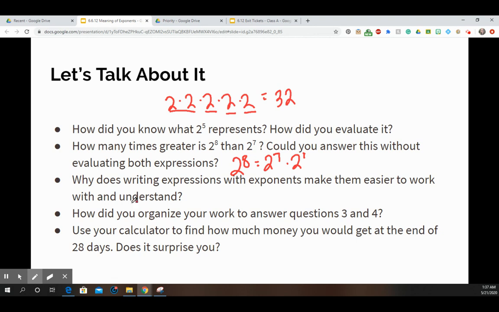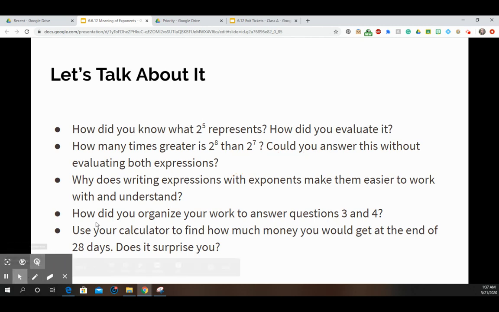Definitely makes it easier to use exponents because you can simplify your work a little bit more and not have to write such giant numbers. You can write them much smaller and reason about them more. We use the table to help us organize our work. And if you haven't yet, go ahead and check out how much money you would get at the end of the 28 days. It's definitely worth it.